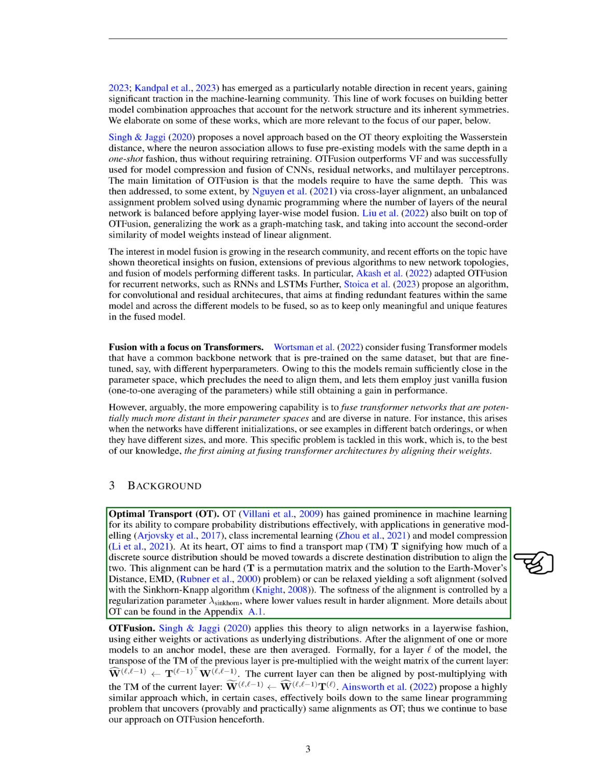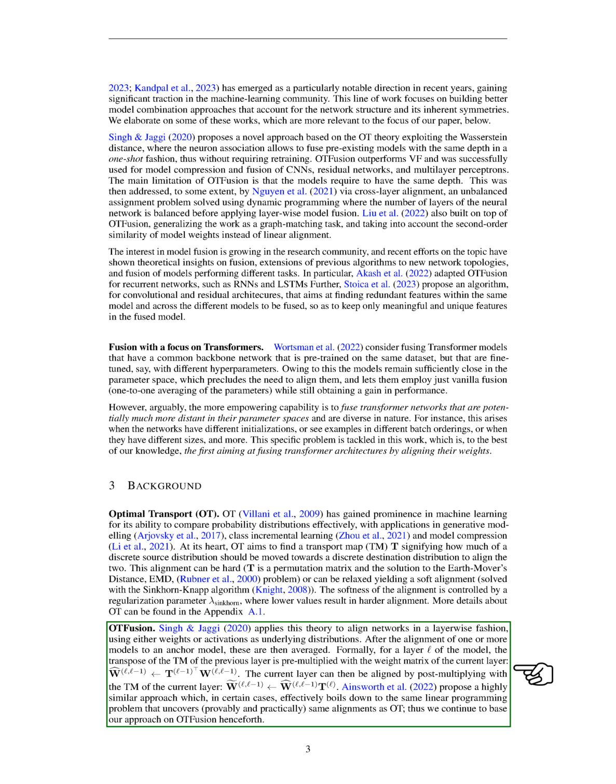This method is used in machine learning for tasks like generative modeling, class incremental learning, and model compression. OT finds a transport map, TM, which shows how much of the source distribution should be moved to a destination distribution to align the two. This alignment can be strict, where the TM is a permutation matrix and the solution to the Earth mover's distance problem, or it can be relaxed, which is solved with the Sinkhorn-Knopp algorithm. The degree of alignment is controlled by a regularization parameter, where lower values result in stricter alignment.